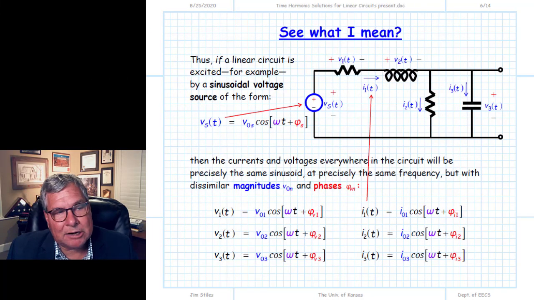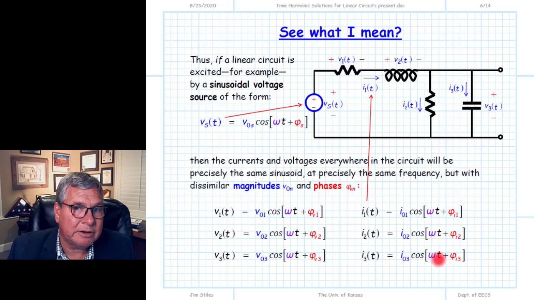For example, if we go back to our circuit that we looked at earlier, in this case, we're going to assume that we excite that circuit with a voltage source which is a sinusoid of some frequency omega, and of course some magnitude and some phase. If we look at the voltage at each location in the circuit, and we look at the current at each location in that circuit, what we find is, again, they are all sinusoids, all with precisely the same frequency omega as the original source. In each case, omega is the same, 1 gigahertz in our example.